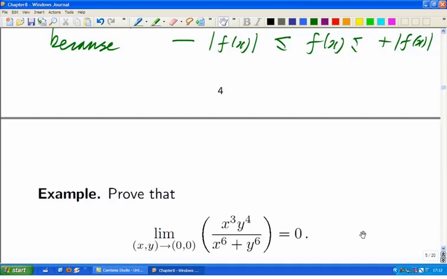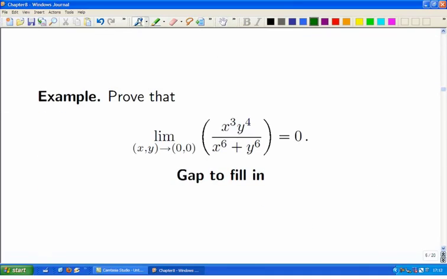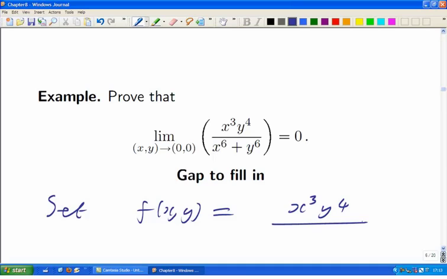But fortunately, we've got the sandwich theorem to help us. And what we're going to do is estimate the modulus of this using a case-by-case analysis. And this is probably one of the most sophisticated arguments we've used so far. So we'll set f of (x,y) equal to x cubed y to the fourth over x to the sixth plus y to the sixth.